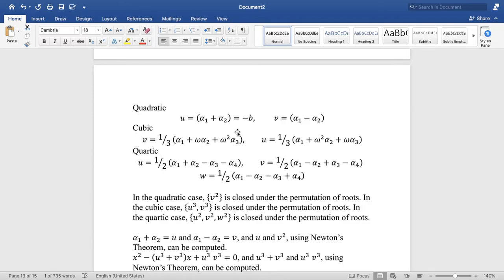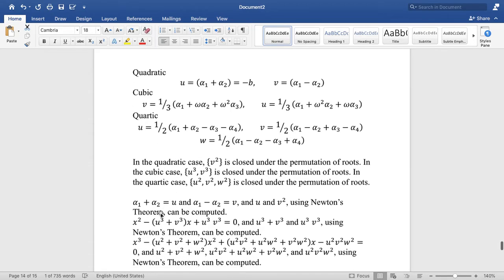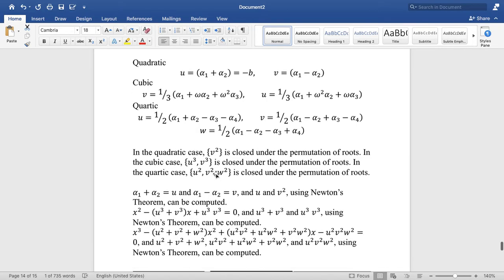So our v and our u were the following. Then what did we do? When we cubed them, that set of u cubed and v cubed is symmetric, right? It is closed. So when we permute the roots, u and v switch values. That's okay. U and v could switch values. But the idea is that u cubed and v cubed is closed under the permutation of roots. So what does that tell us?